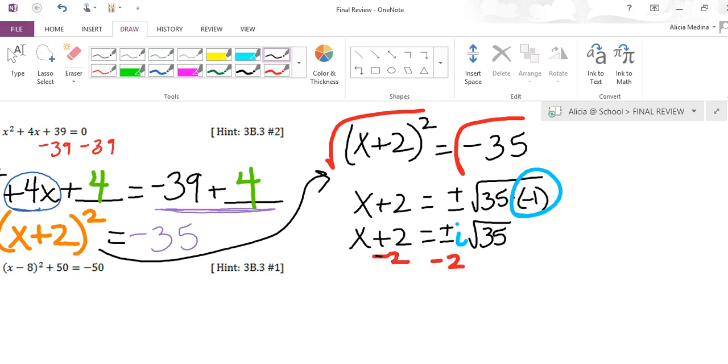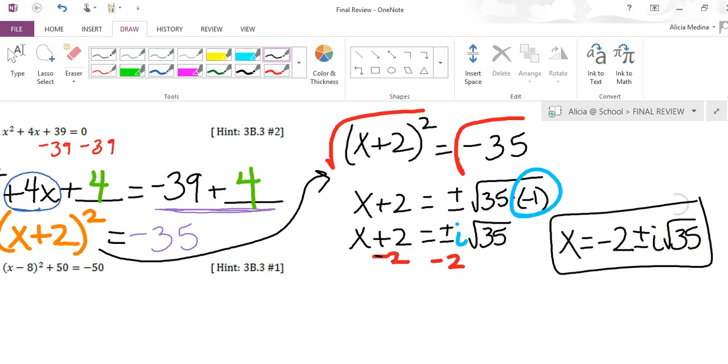Alright, so my final answer here is going to be x equals that negative 2 that I moved over, plus or minus i times the square root of 35. So again, how many answers do we have? We do have 2 because of that plus-minus sign. So it does give us 2 answers.